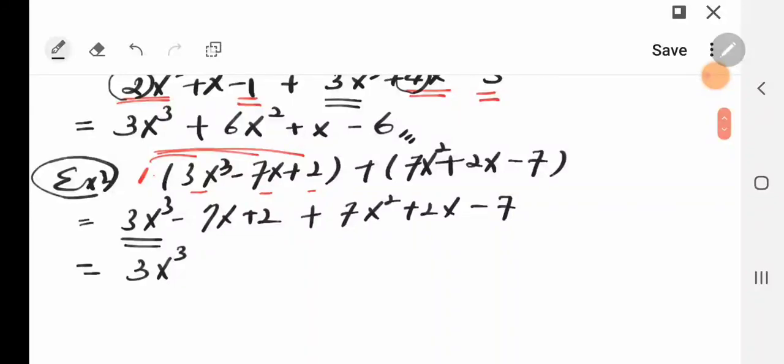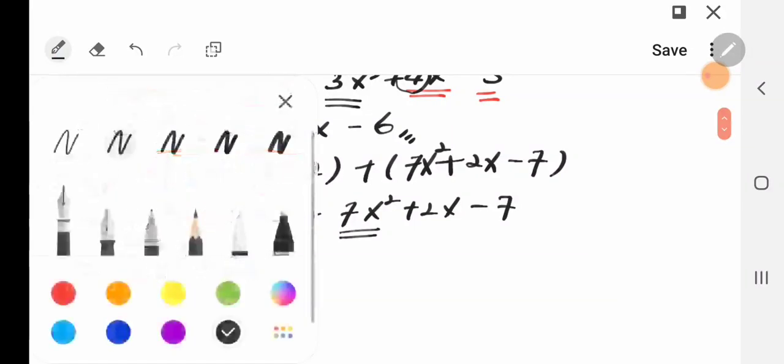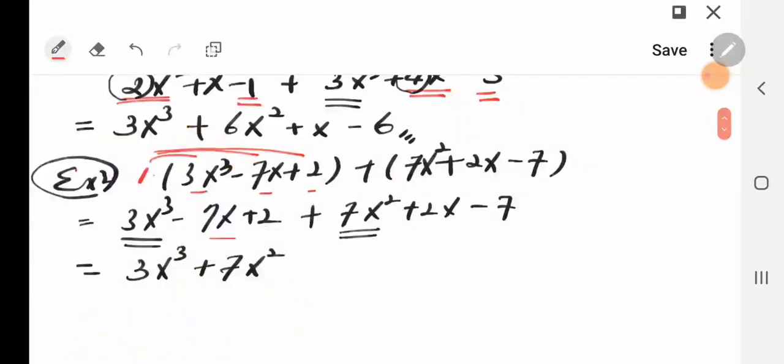And next term should be x squared. Okay, we have 7x squared, only one, so write it down. And next term should be x terms. We have two x terms. One is negative 7x, the other one is 2x. So add negative 7 and 2. So negative 7 plus 2 is negative 5x.